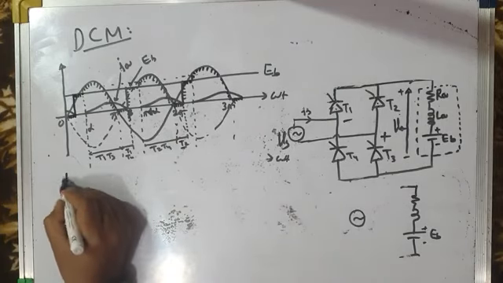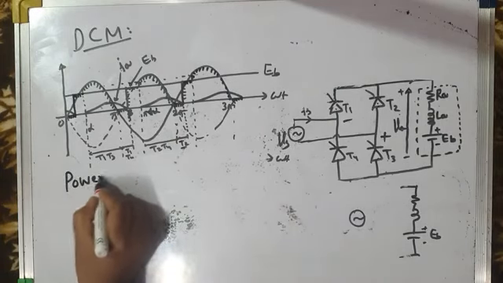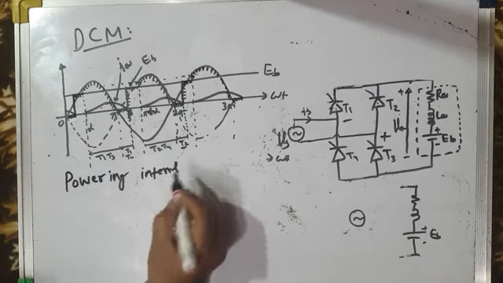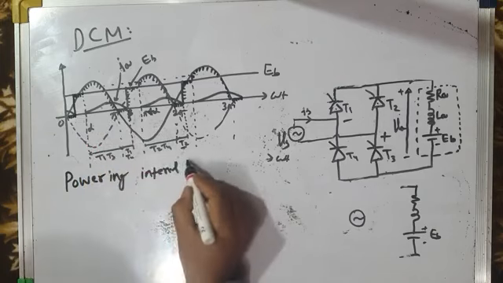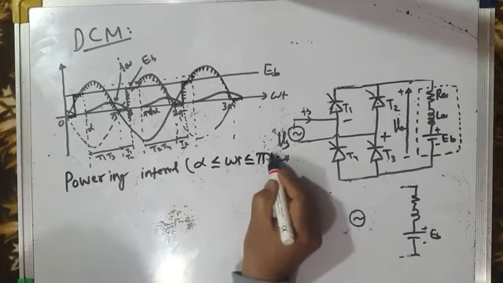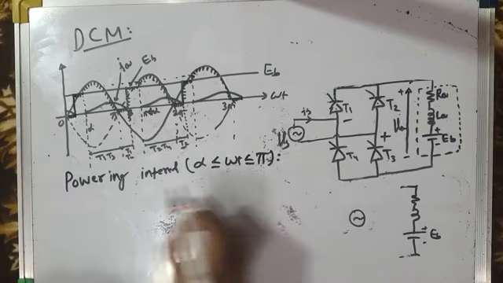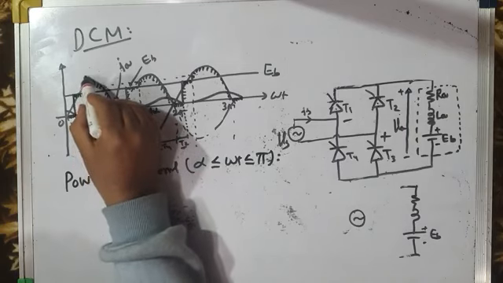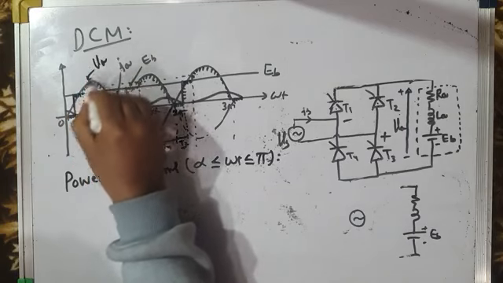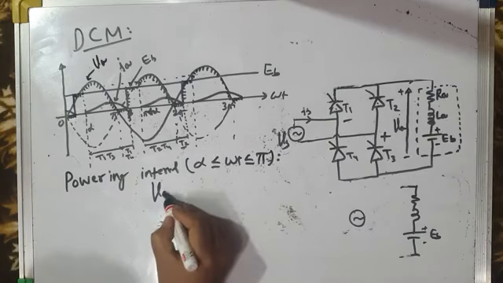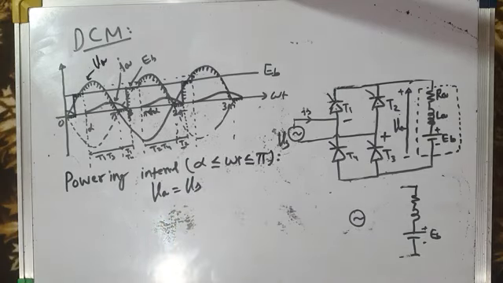First is the powering interval or thyristor conduction interval. Powering interval is from alpha to pi, that is alpha less than or equal to omega t less than or equal to pi. During this powering interval, you can see the T1, T3 pair is conducting and load voltage VA is the same as source voltage. So VA is equal to VS.